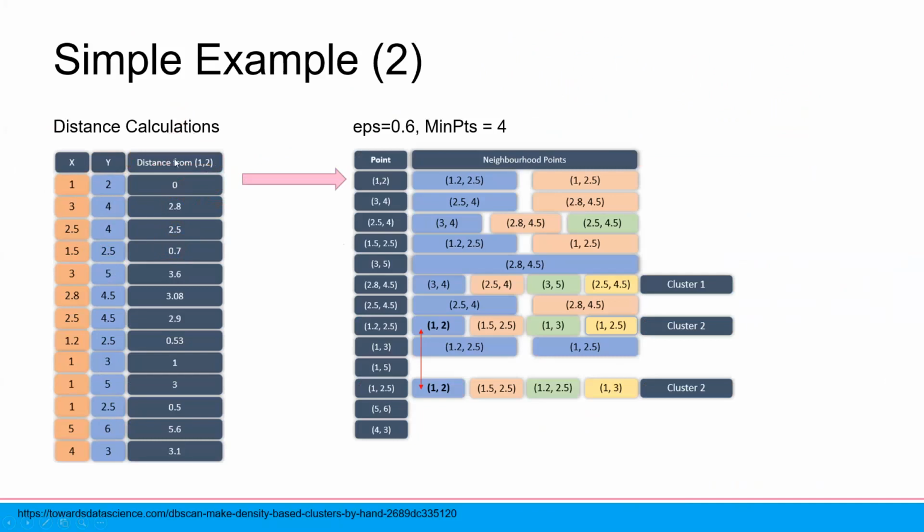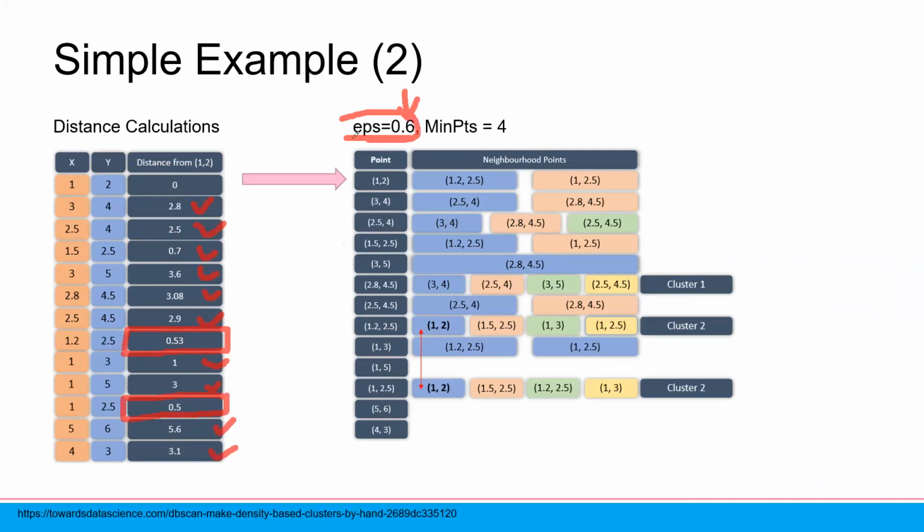Okay, so we will check the EPS. The EPS is the neighborhood or the density, where the distance should be less than or equal to 0.6. So is it 0.6? No, no. Okay, this one is lower than 0.6. This one, no. Okay, this one is also lower than 0.6. This one, no.